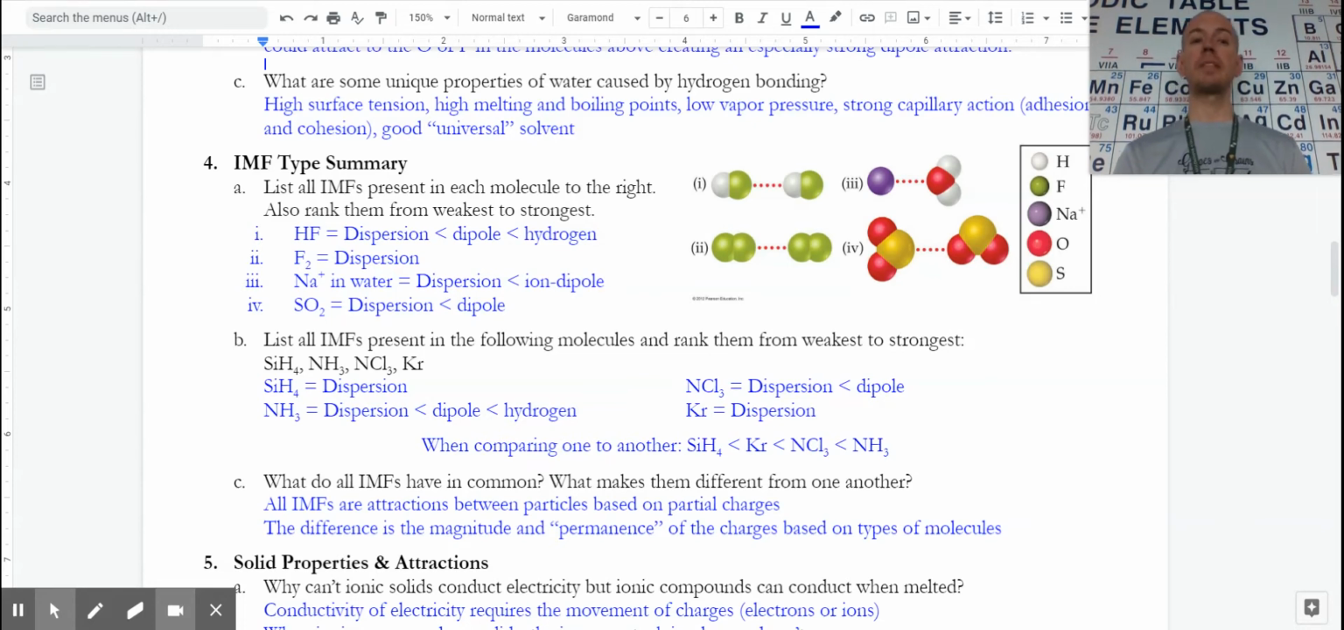with HF. But the ion to dipole force is definitely going to be stronger, Na to water than HF to HF, and likely stronger than any dipole in the others.